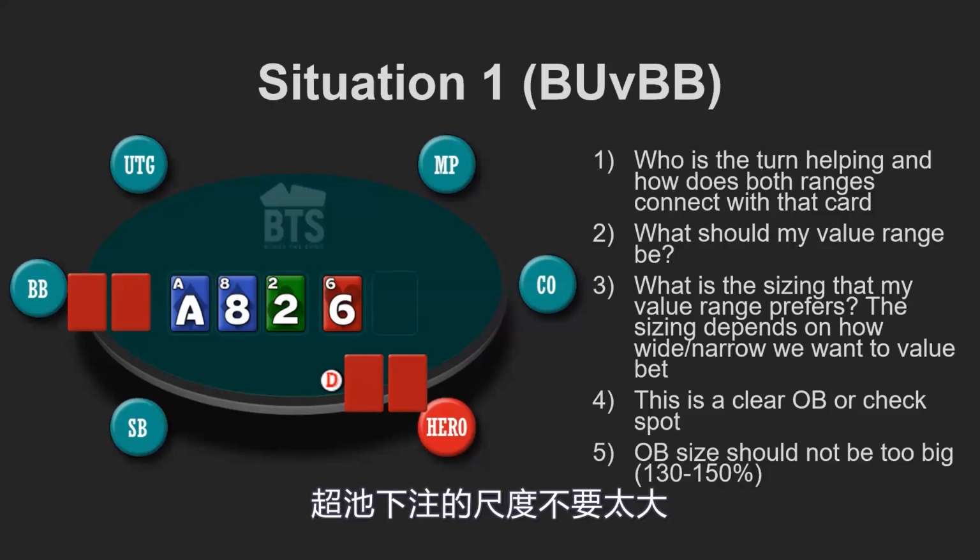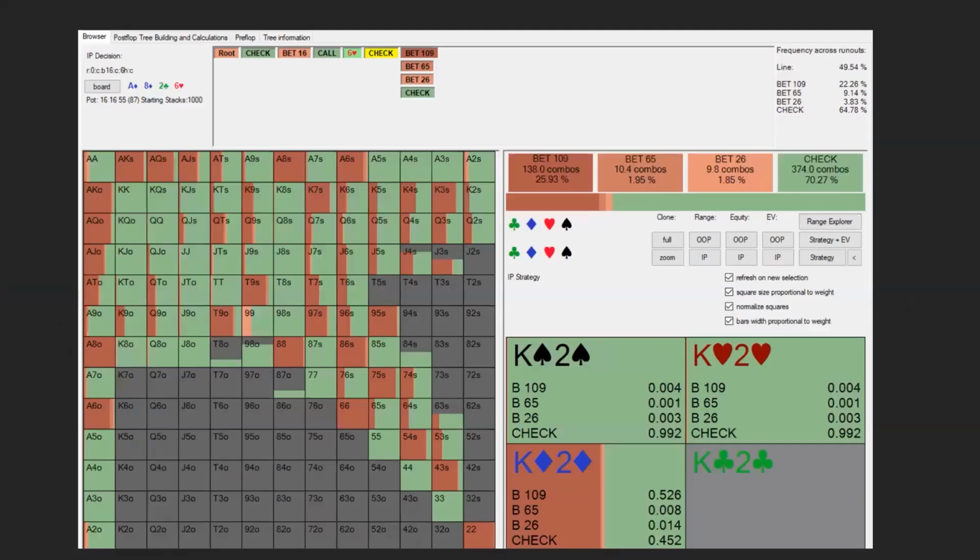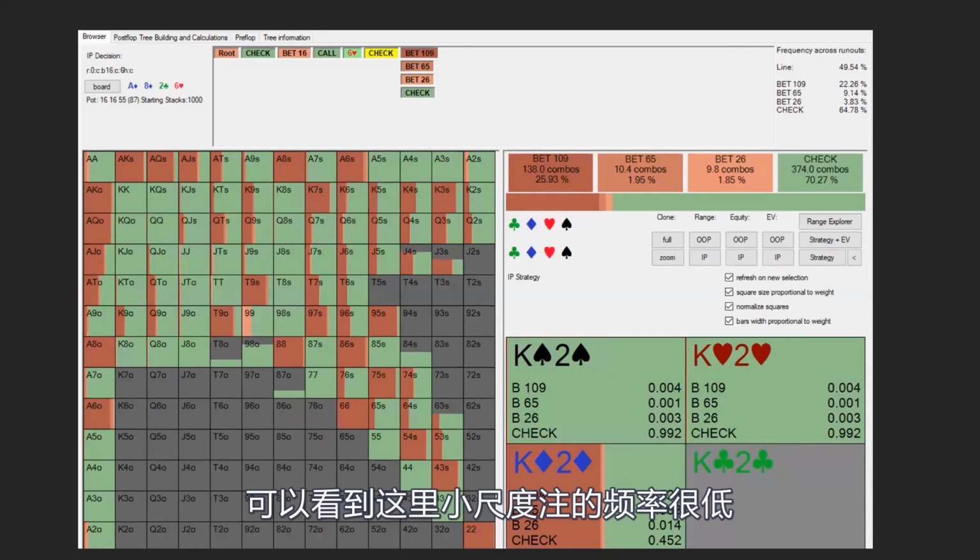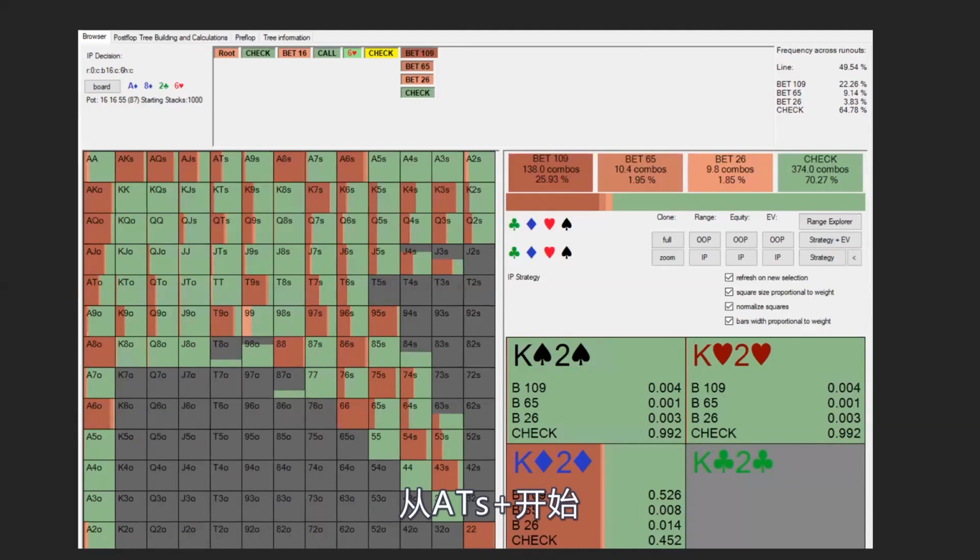Yeah, overbet size should be not too big, so 130 to. Yes, Maldwin. So again, this is the Pio solution. We can see that there's not really small betting going on. It really polarizes to ace 10 plus. Even ace 9 is not betting all that much. I think we can do either, but ace 10 plus is totally fine.